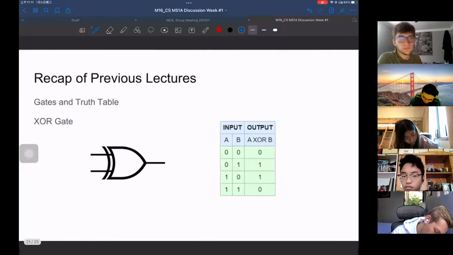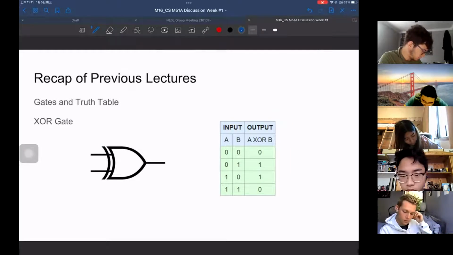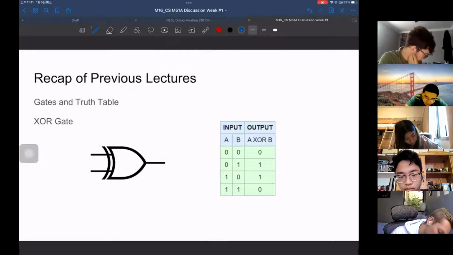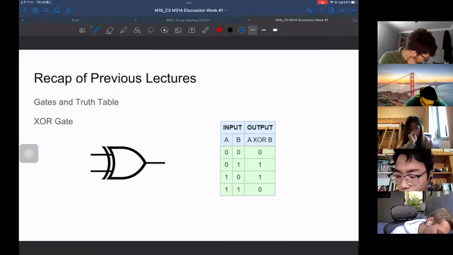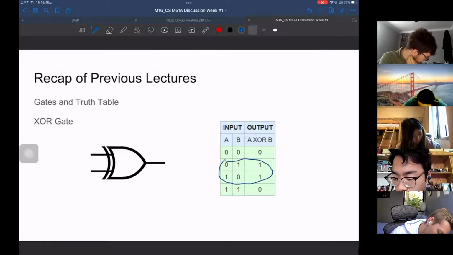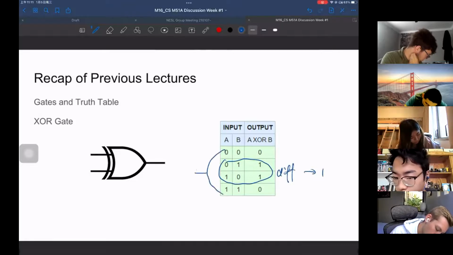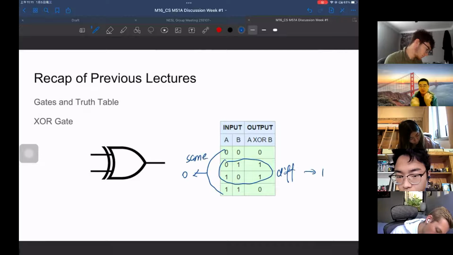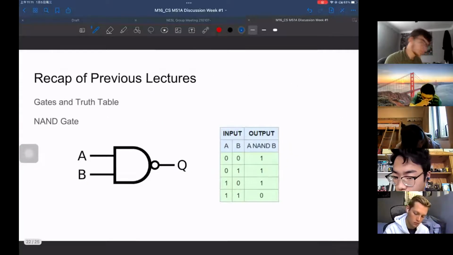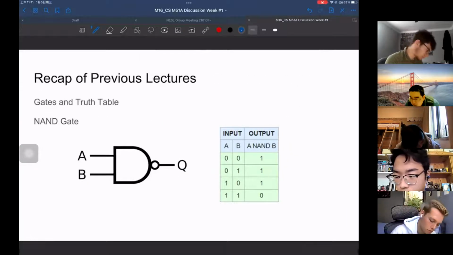So this is XOR, which is a little bit interesting. It's used to compare whether two inputs are the same or not. If you can see here, if they are different, it's going to be 1. If the same, it's going to be 0. So compare if the two inputs are the same. That's okay. Then there's a trick I'm talking about.